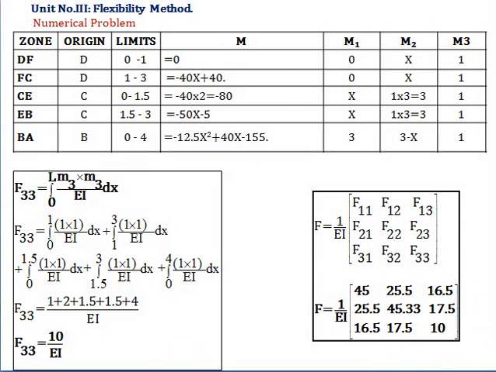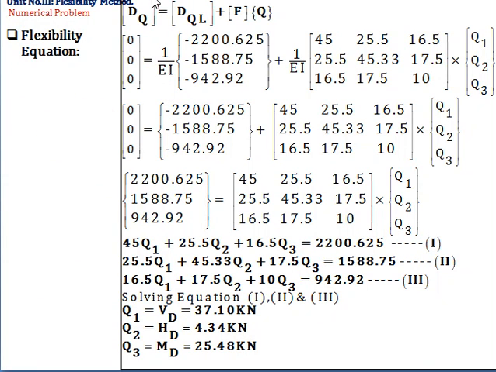Now after calculating the flexibility matrix, you have to put the values of DQ, DQL, F and Q in this flexibility equation, or the equilibrium equation. So here the DQ matrix is 0, 0, 0, the DQL matrix is minus 2200.625, minus 1588.75, minus 942.92, plus the F matrix is 1 upon EI times 45, 25.5, 16.5, then 25.5, 45.33, 17.5, 16.5, 17.5 and 10, and Q1, Q2, Q3 are the unknowns.